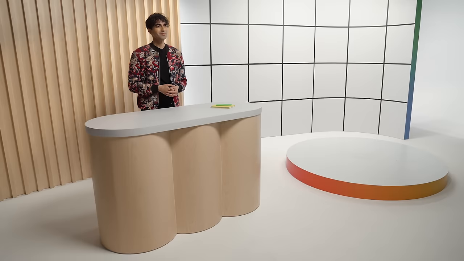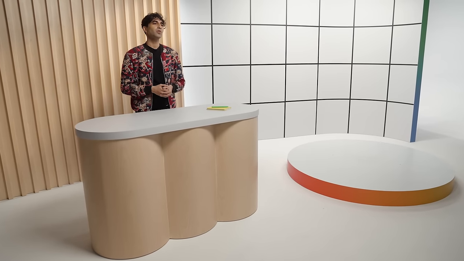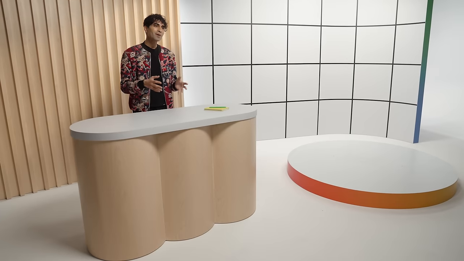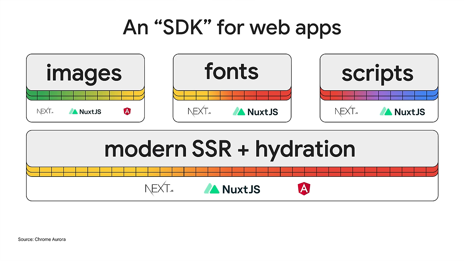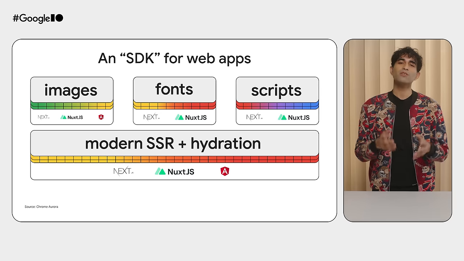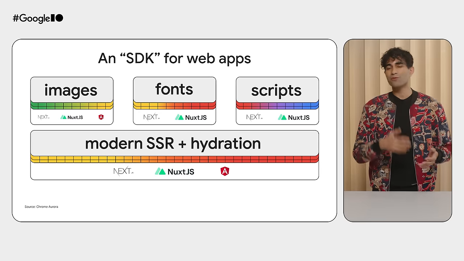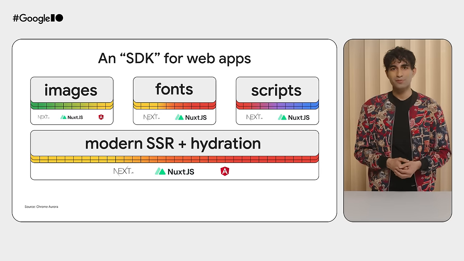image loading. Now, Chrome and frameworks care a lot about delivering a great user experience, but we know that not everybody is a performance expert. This is why, for the last 5 years, we've partnered with some of the largest frameworks to design and ship what's effectively an SDK of components for loading images, fonts, and scripts effectively. They set you up for success. Underpinning this work is modern server-side rendering and hydration. So whether you're using Angular or React server components, we've got you covered.